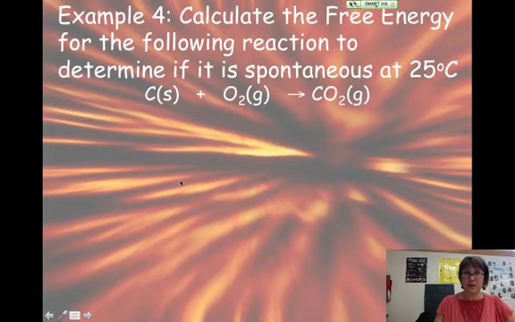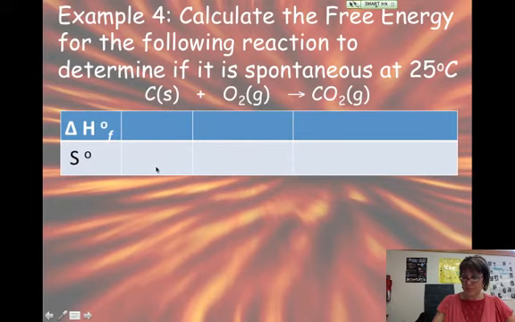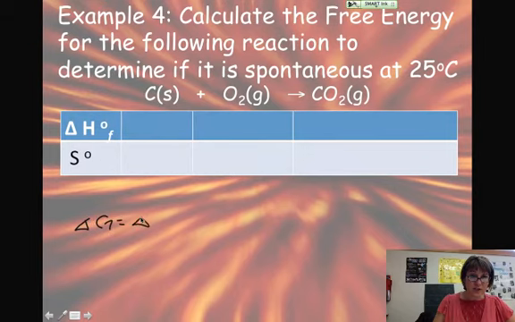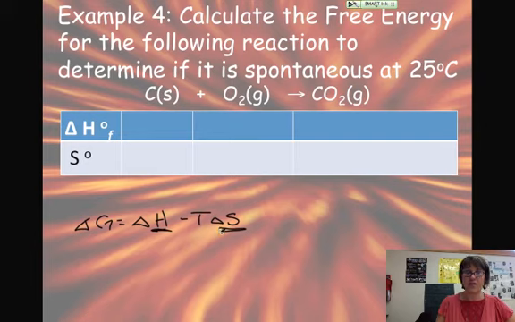So here's another example of a reaction where we're going to use thermodynamic calculations. We'll calculate the free energy for the reaction to see if it is spontaneous at 25 degrees Celsius. Remember, since delta G is equal to delta H minus T delta S, we need to know delta H and delta S. So we're going to look up the values for each substance in the appendix in the back of your book, and we'll find the numbers for each substance.